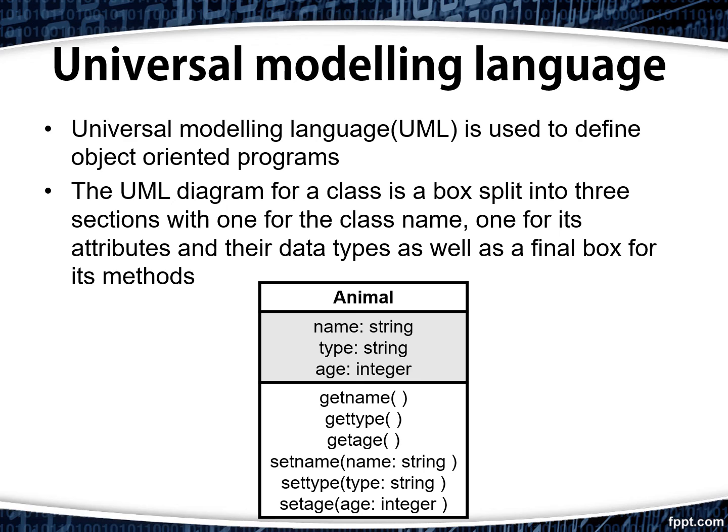Unified Modeling Language, or UML for short, is used to define object-oriented programs. The UML diagram for a class is a box split into three sections, with one for the class name, one for its attributes and their data types, as well as a final box for its methods.